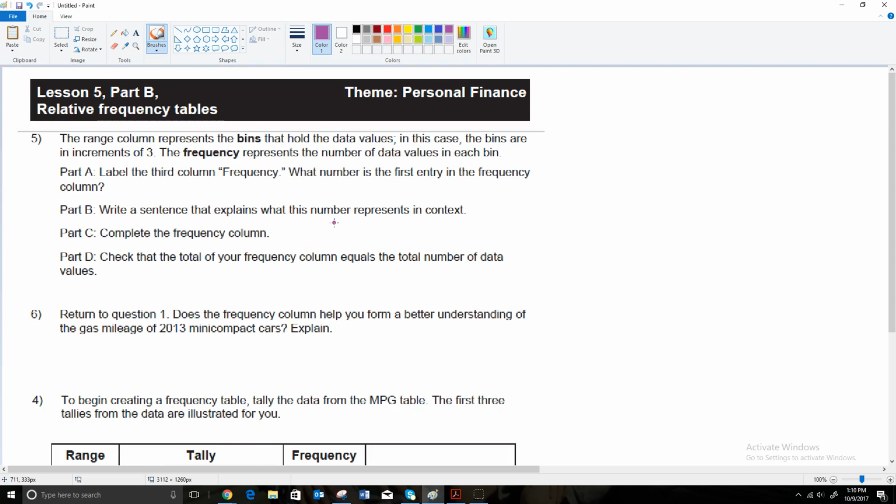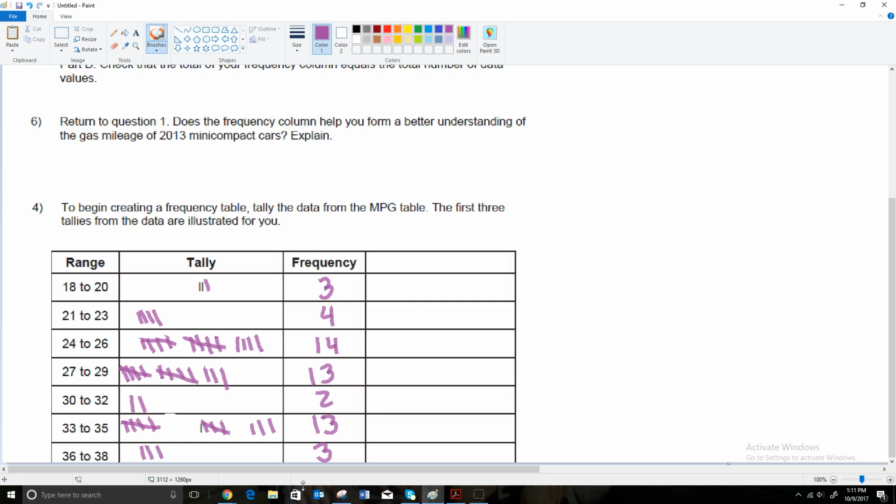Write a sentence that explains what this number means. We'll do that in a second, and complete the frequency column, which we did. Then check the total of your frequency column equals the total number of data values. So if we were to add this up, this should total how many we had to start with. So there'd be 7, 21, 34, 35, 36, 46, 47, 48, 49, 50, 51, 52.